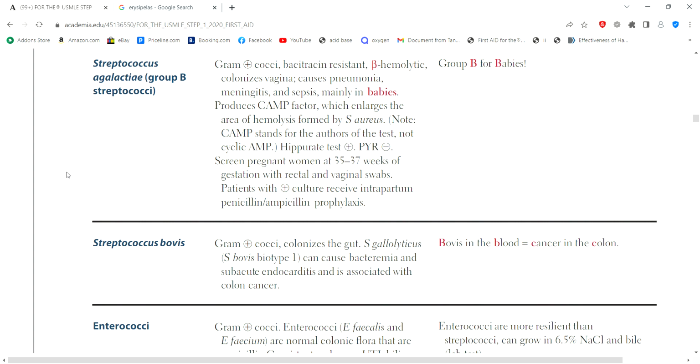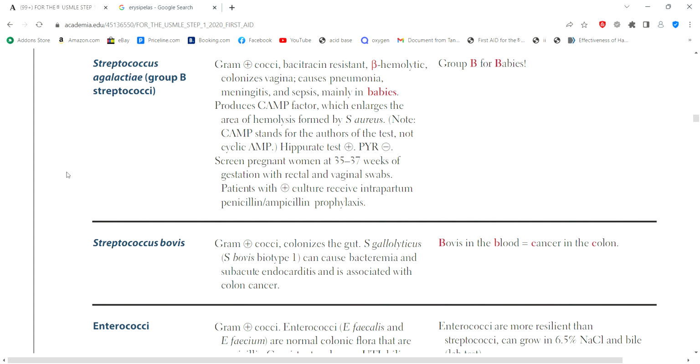It is hippurate test positive, PYR negative. Group B strep is seen in pregnant women at 35 to 37 weeks of gestation with rectal and vaginal swab. So you have to screen them at 35 to 37 weeks to check for this. So you screen all pregnant women at 35 to 37 weeks to see if the mom is positive, and then you give penicillin or ampicillin before the baby is born to prevent meningitis, sepsis, or pneumonia.